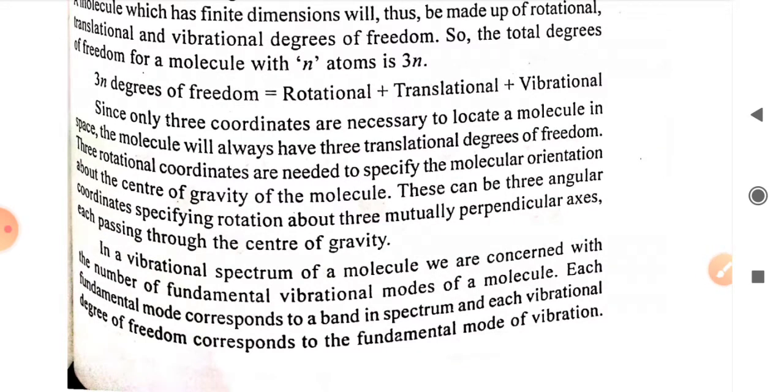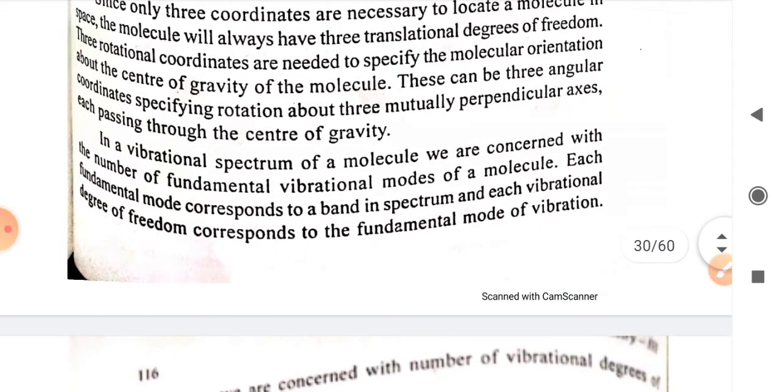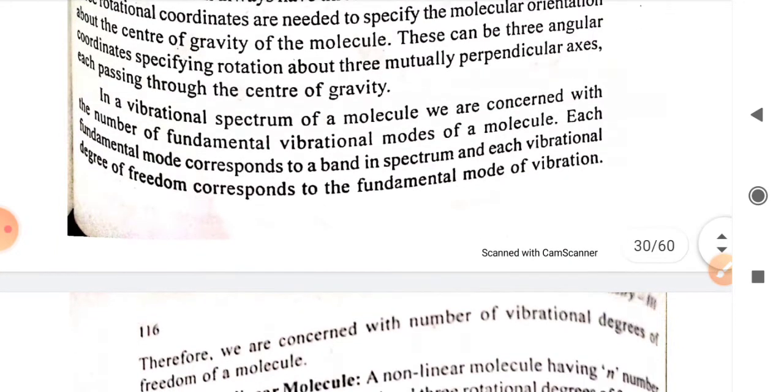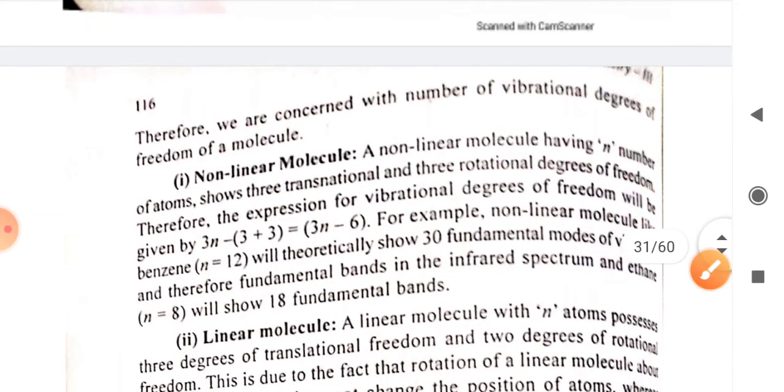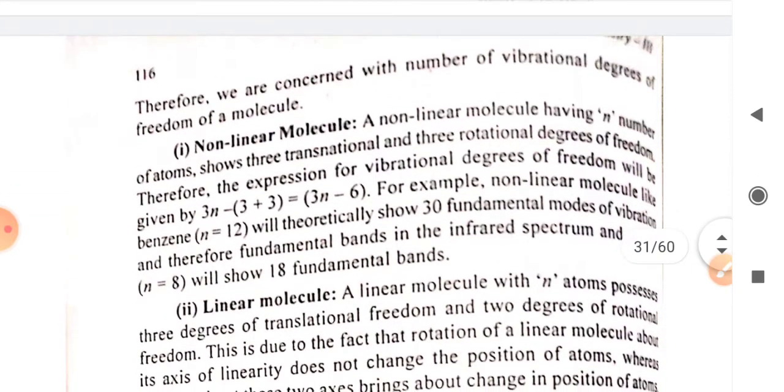So there are 3 degrees of freedom along the translational motion, 3 degrees of freedom along the rotational motion. So we are left with only vibrational motion, and we need to find out exactly the number of vibrational degrees of freedom. In the vibrational spectrum of the molecule, we are more concerned with the number of fundamental modes of vibration. Each fundamental mode of vibration corresponds to a band in the vibrational spectrum or IR spectrum, and each degree of freedom corresponds to a fundamental mode of vibration. Therefore we are more concerned with the number of vibrational degrees of freedom for the molecule.